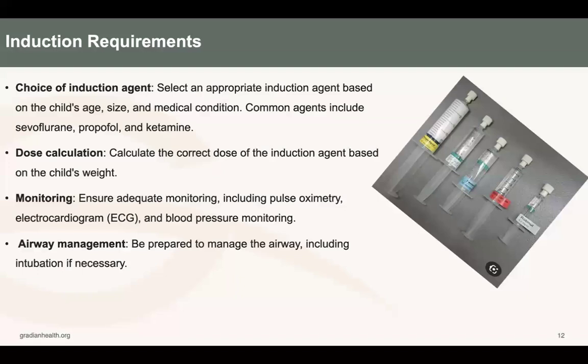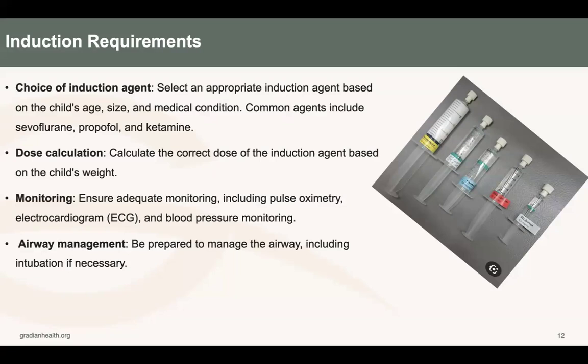Then when it comes to the planning, how are we going to induce this child? I think the first thing is what drug are we going to use? But before we even think about all this, we should make sure that everything is ready. All the emergency drugs, we must make sure that we've put into consideration the age of the child, the weight, everything is ready.